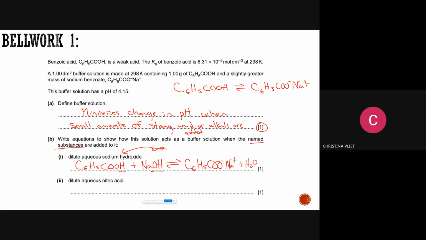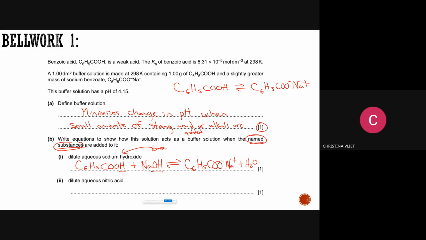Now, you could have written this as C6H5COONa without the minus and plus charge because it's just a standard ionic compound. But if you write one charge, you must write the other. And they gave you that guidance up here, yes. So for Na, it doesn't matter. They told you to write it. They said the named substances are added to it. So you had to do the full reaction with sodium hydroxide. If they just say react with acid and base, then you don't have to add the other component. But it said a specific acid or base, so you have to use that.